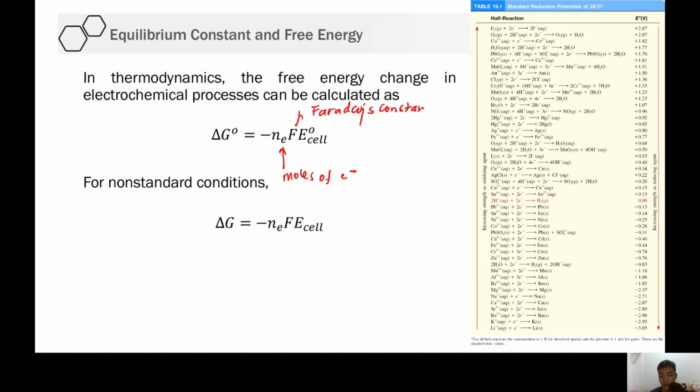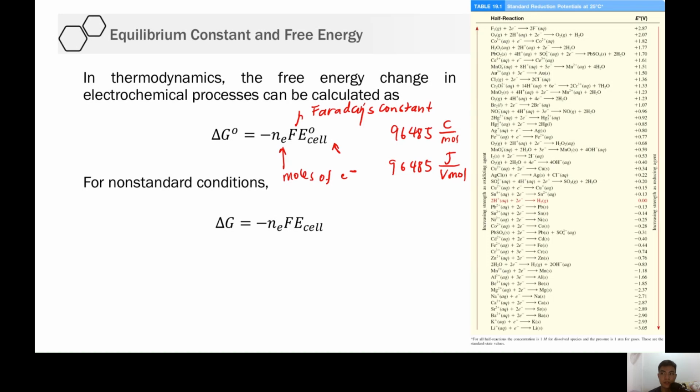Faraday's constant. This is used in physics, actually, but also, since this is chemistry, we have to use it. Faraday's constant is a value of 96485 coulombs per mole. Expressing coulombs in other units, that can be written as joule per volt mole. And then, E cell is the potential of the cell.